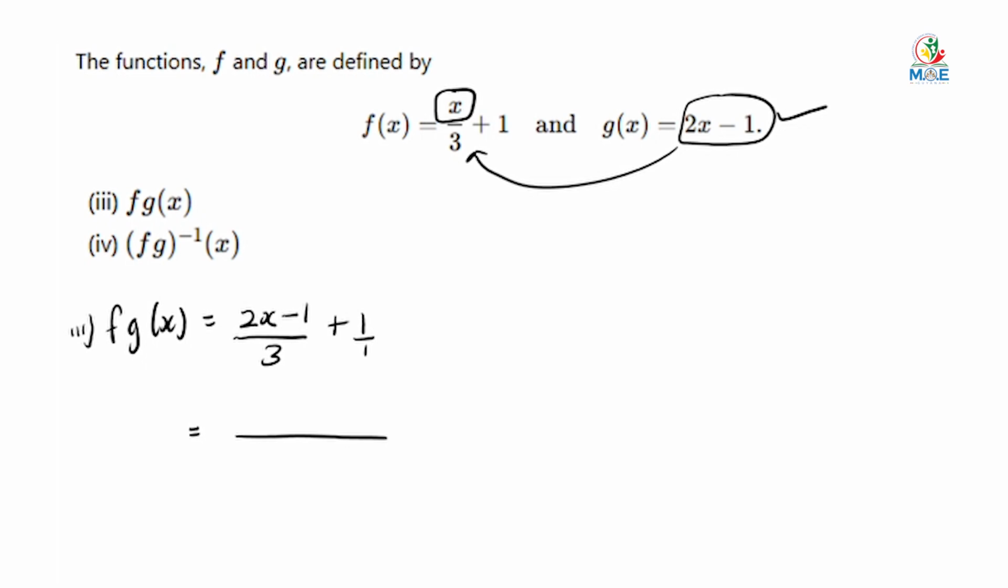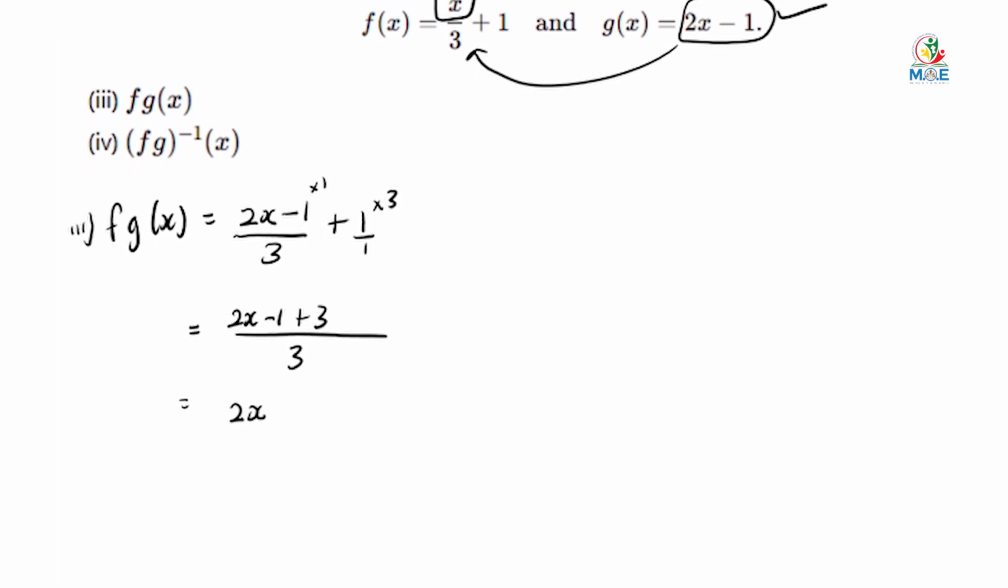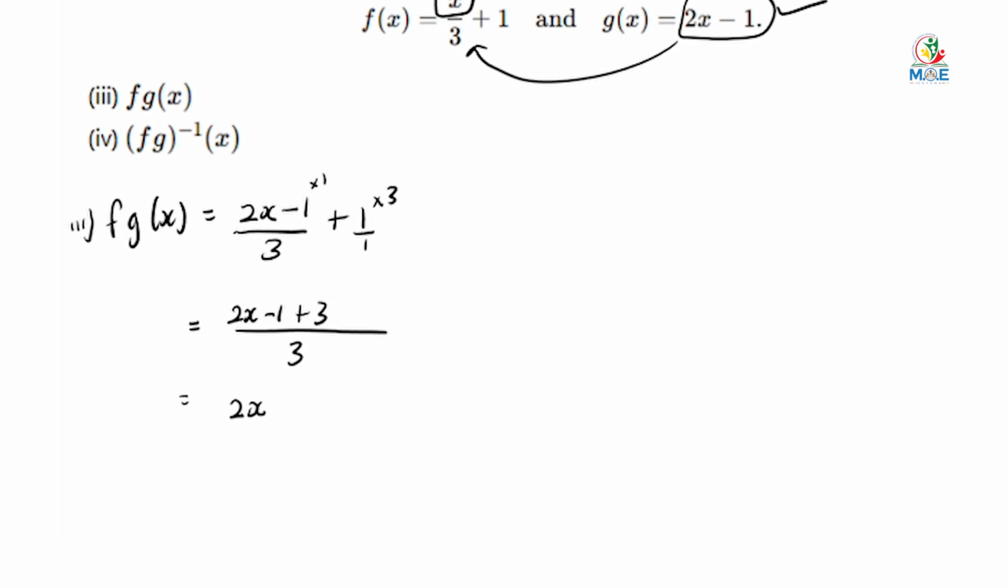so the LCM will be 3. So 3 divided by 3 is 1. 1 multiplied by everything here will not change anything, so this will be 2x minus 1. And 3 divided by 1 would be 3, and we multiply that answer there. So 3 times 1 would be 3, so this would be plus 3. So this is then equal to 2x, and negative 1 plus 3 would be a plus 2, all divided by 3. So fg of x is equal to this.